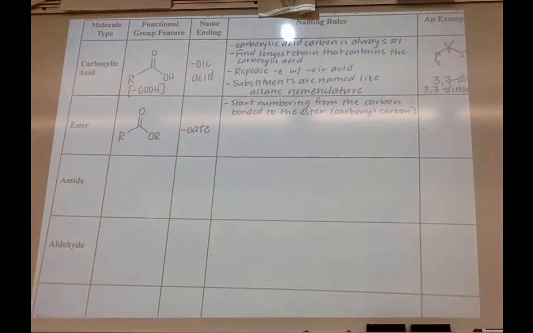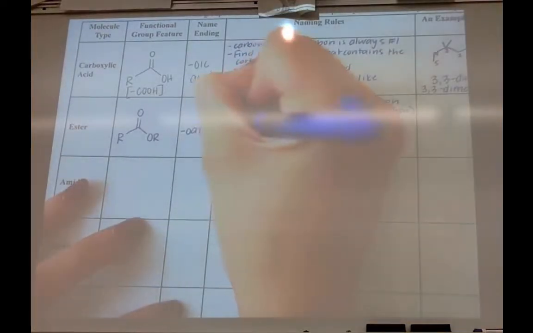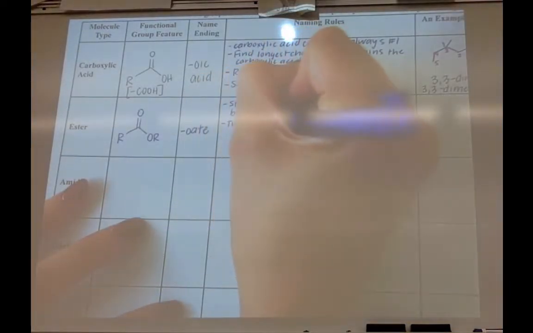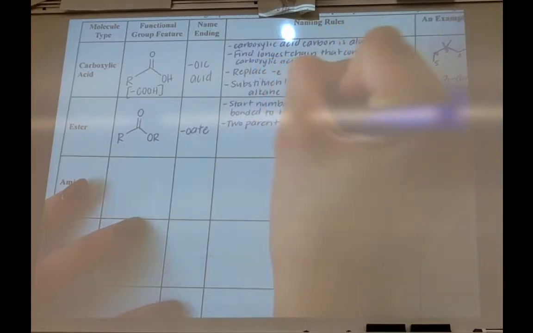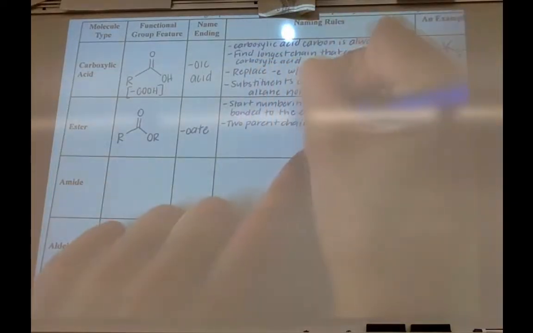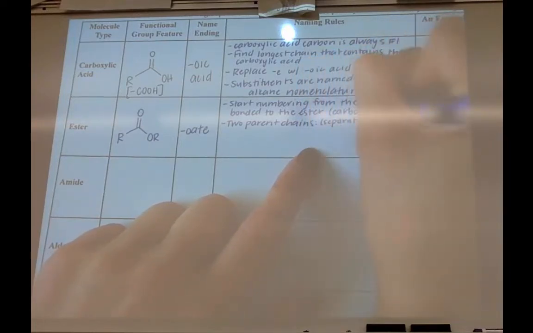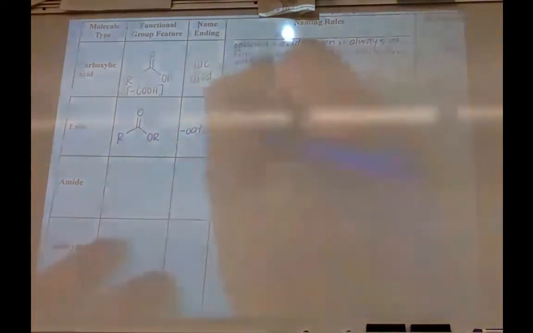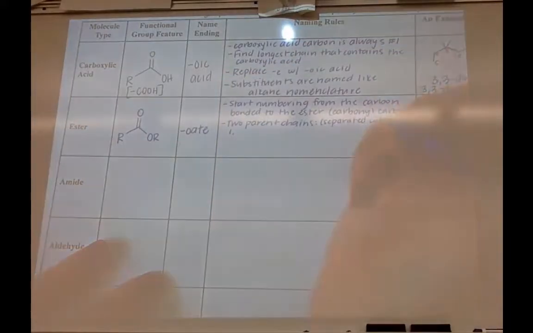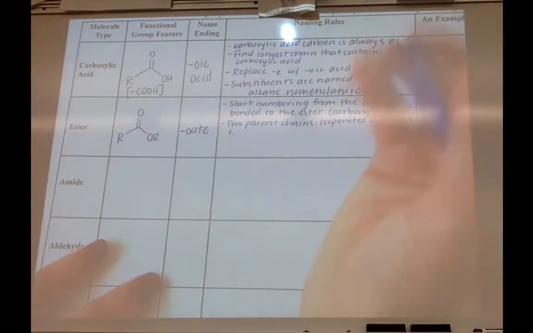So you start numbering from that carbonyl carbon within the ester. And then when it comes to an ester, there's actually 2 parent chains. So we're going to have 2 parent chains. And when we name them, they're separated by a space. Separated with a space. So, first parent chain is the parent chain off of the single bonded oxygen.